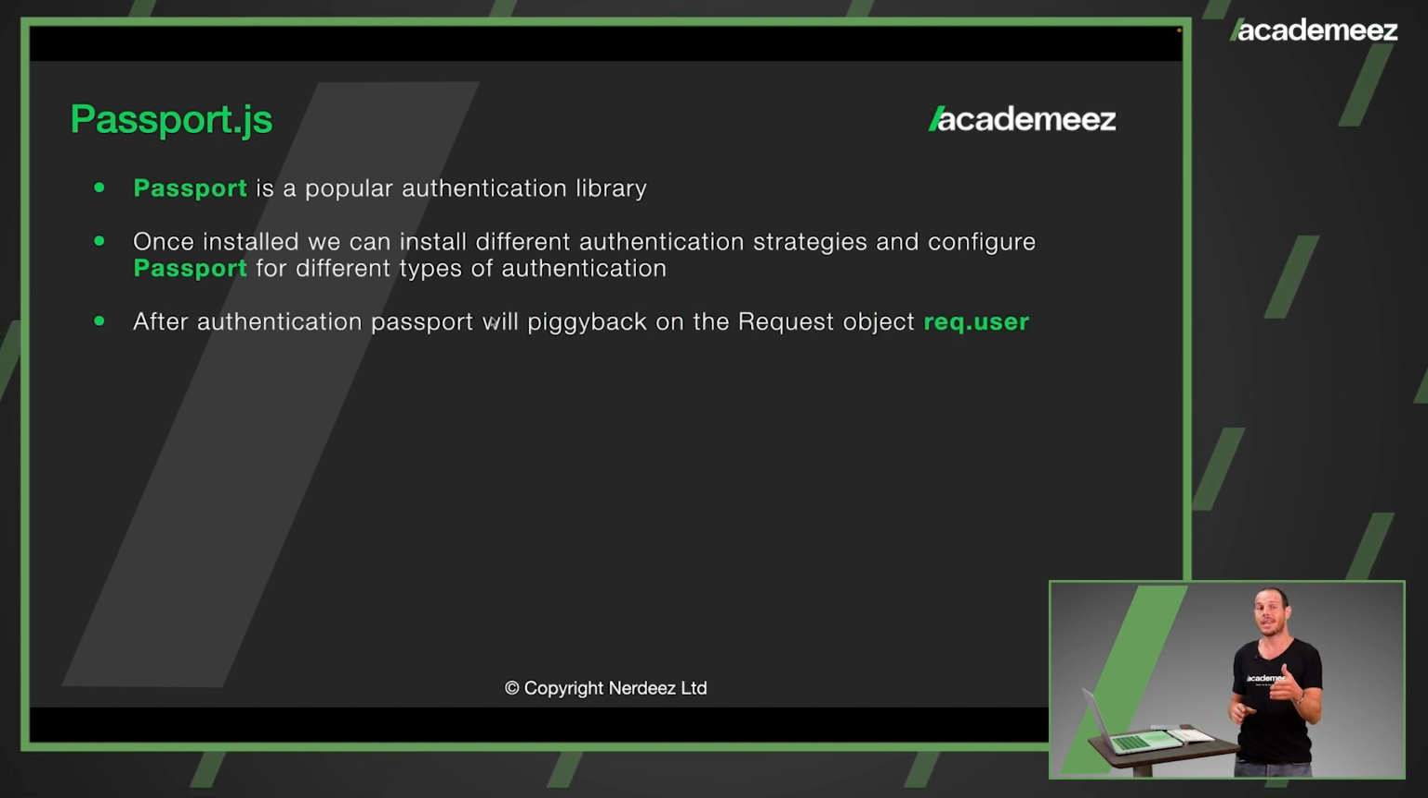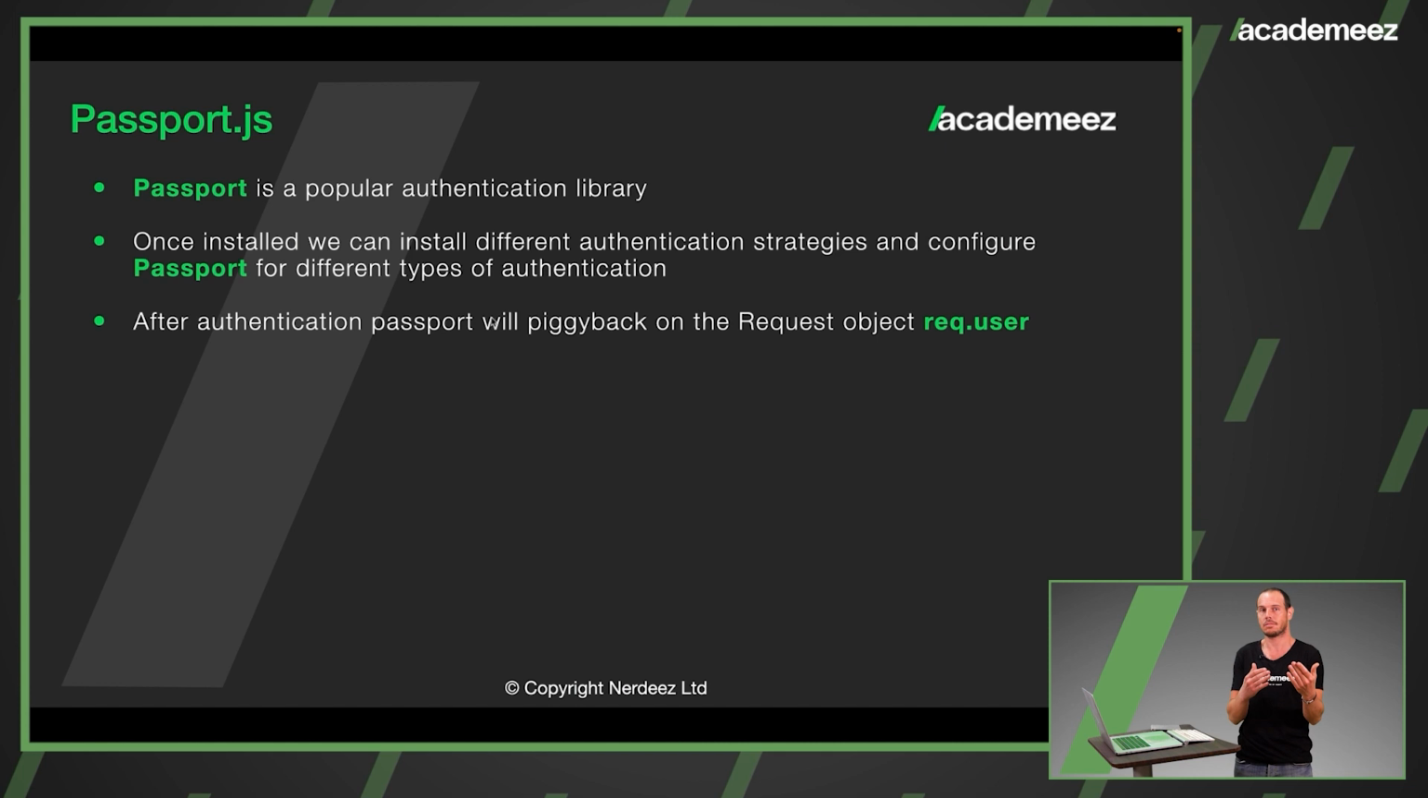So after authentication, Passport will use the piggyback on the request object pattern, and Passport will add to the request object a property called request.user. You can also change that if you want, making Passport put it on a different property, but the default is that Passport will piggyback on the request object, adding request.user.